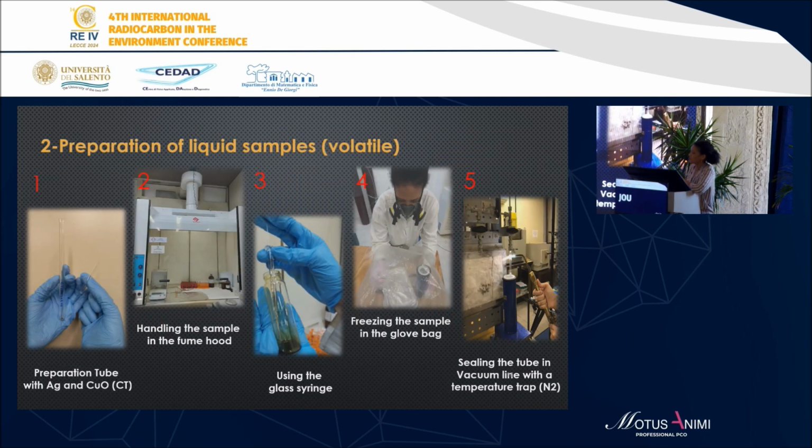For a volatile sample, the idea is the same. I use the combustion tube with reagent silver and copper oxide, and I have an inner tube. In this case, with a very volatile sample, I use a glass syringe, and I freeze the sample in a glove bag with an inert atmosphere. In this case, I use a nitrogen atmosphere, and I connect this tube to a vacuum line, do the vacuum, and seal with a blowtorch.